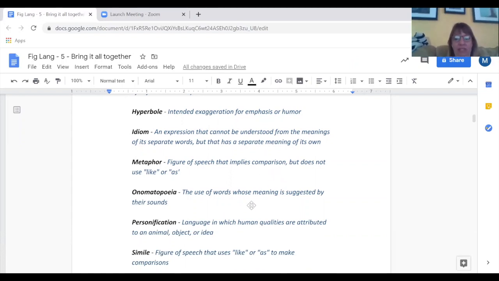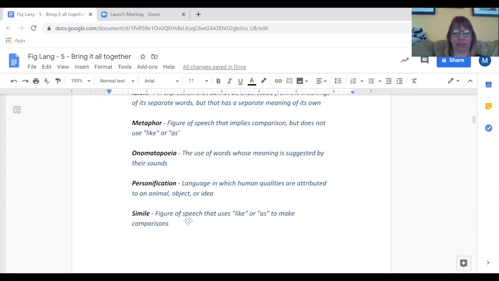An onomatopoeia is the words whose meaning is suggested by their sounds, like bam, crack. You find those in a lot of comic books. Personification is which we attribute to an animal or an object something that is human. Simile is a figurative speech that uses like or as to make a comparison. She was as light as a feather.